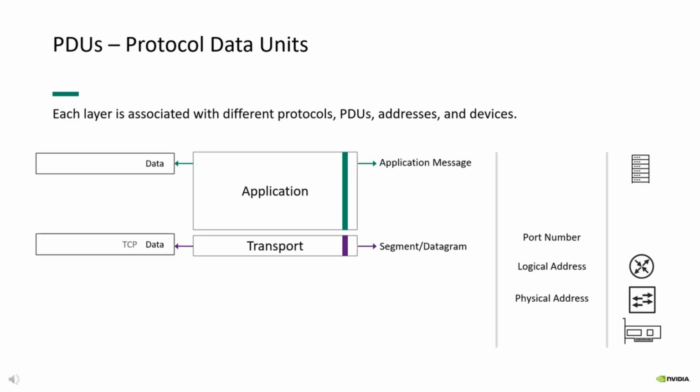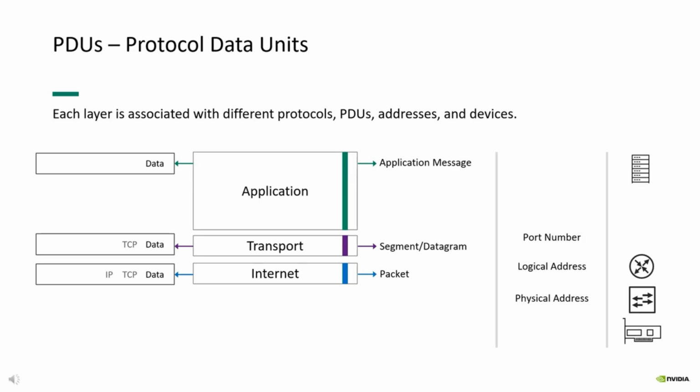A TCP segment or a UDP datagram is handed over to the internet layer and is further encapsulated with the layer 3 header, containing, for example, source and destination IP addresses. The layer 3 PDUs are called packets. Packets are routed in the network by layer 3 devices called routers.